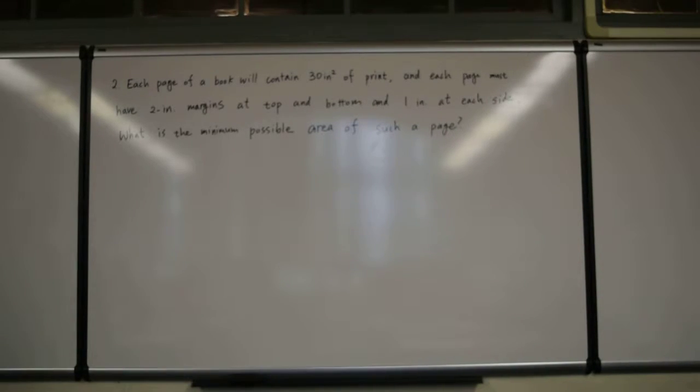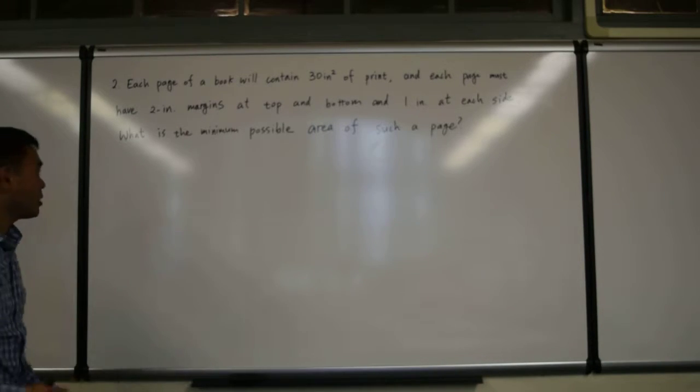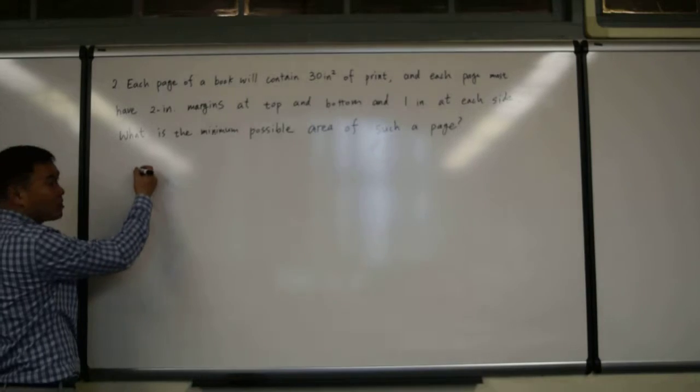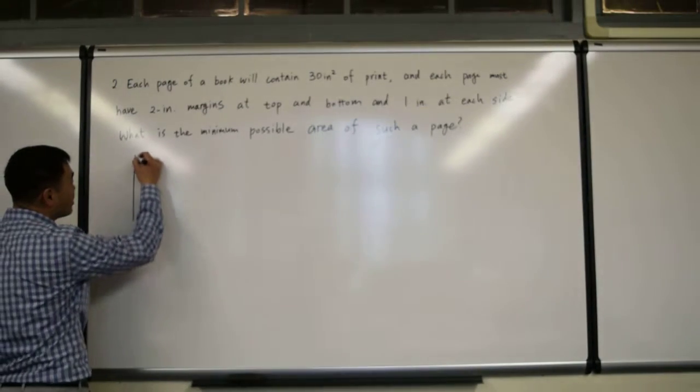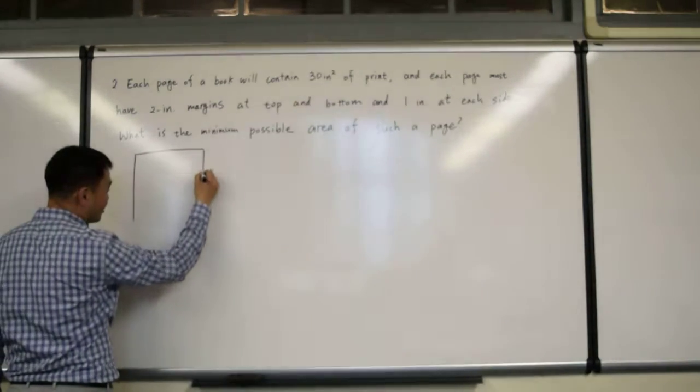All right, each page of the book will contain 30 square inches of print. And each page must have 2 inches margins at top and bottom, and 1 inch at each side. What is the minimum possible area of such a page? Okay, so I guess this is something that a publisher might want to think about.